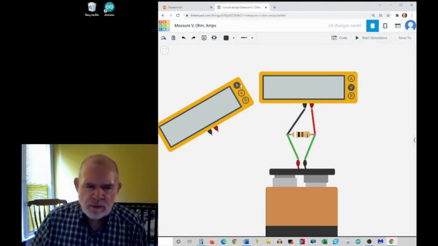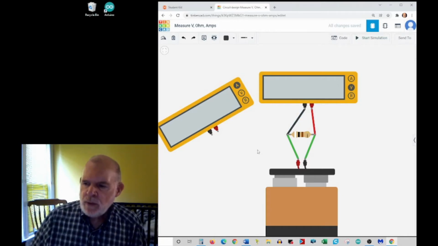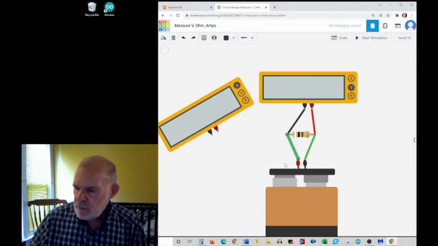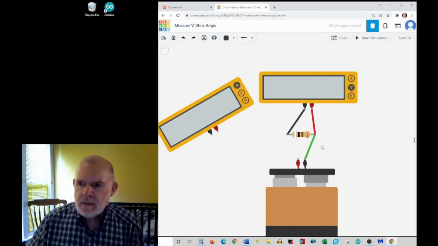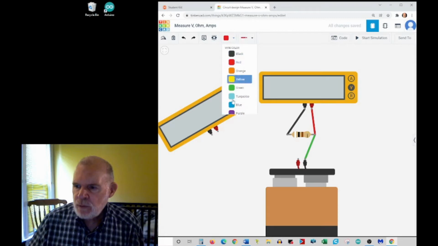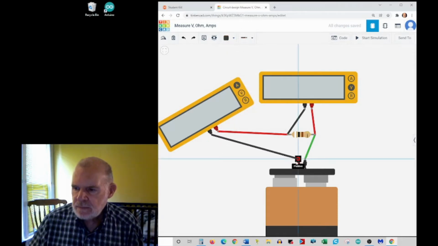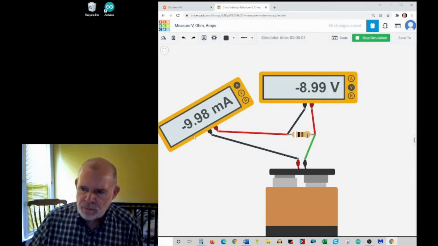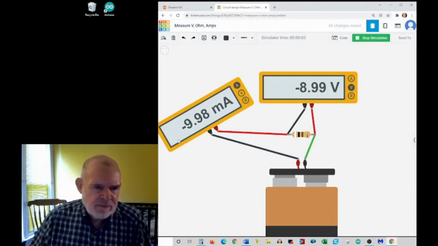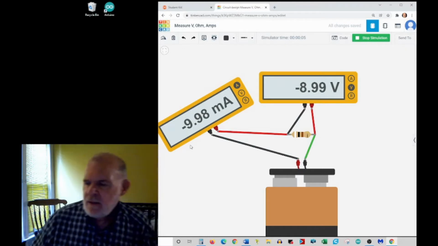I want to measure the current. So remember what I have to do: I have to break the circuit open, and I have to insert this into the circuit. So let's take our red lead and hook it here, and then take our black lead and hook it the other way. Notice that one's backwards, so they're both reading negative numbers. It's not a big deal.